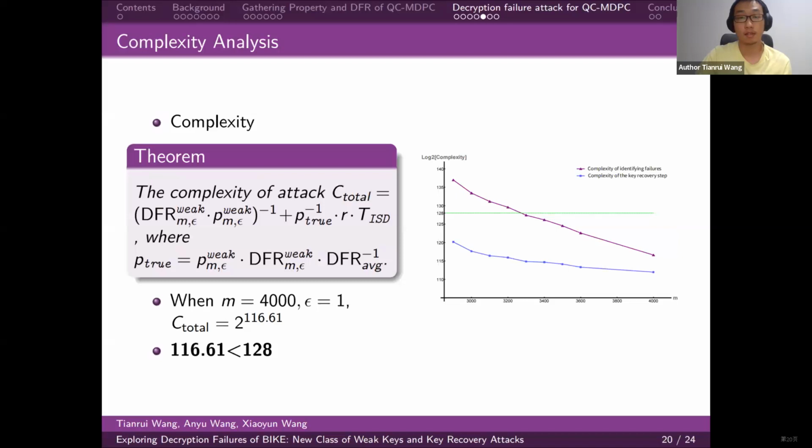So the total complexity contains two parts. One involves calculating the inverse of DFR weak multiplied by P weak to get a decryption failure. For the key recovery part, the false positive probability is denoted as P true, and we can calculate P true in this equation. In the right figure, the purple curve is the complexity of identifying decryption failure, and the blue one is the key recovery step. The green line indicates 128-bit security. With proper parameters, we find that the total complexity could reach 2 to the power of 116, making it an effective attack.